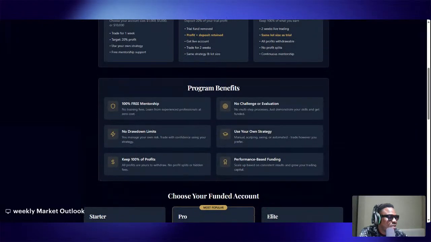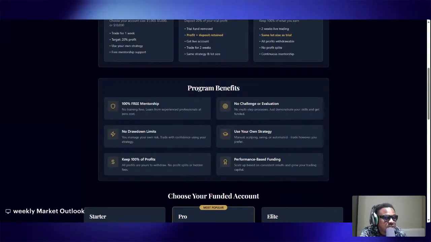The benefit of this one is that you can have free mentorship with it, which also teaches you. There's no challenge and no evaluation, because it's not a prop firm account. There's no drawdown limit, so you can trade as much as you want. But of course, you have limited time to trade on these accounts because you have a target to meet. It's easier to meet that target anyway.